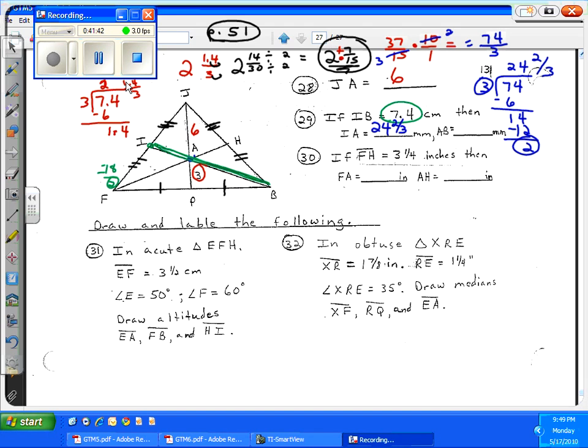Now, AB, the longer piece, is twice that shorter piece. The long piece AB is twice that. So we're going to make it improper. 3 times 24 is 72. Plus 2 is 74 of those little thirds.